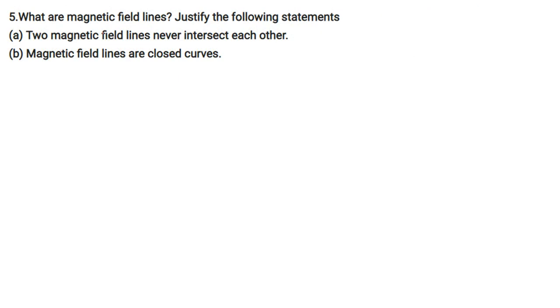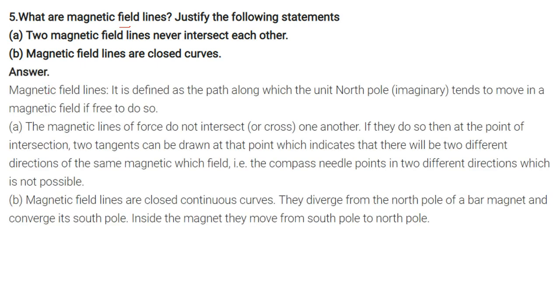What are magnetic field lines? Justify this statement. First of all, let us see what magnetic field lines are. Magnetic field lines can be defined as the path along which the unit north pole, that is imaginary, tends to move in a magnetic field, if it is free to do so. And two magnetic field lines never intersect each other. Why? Justification has to be given.